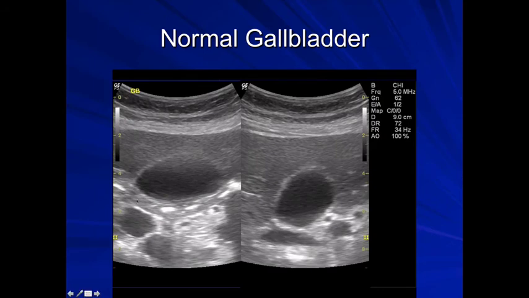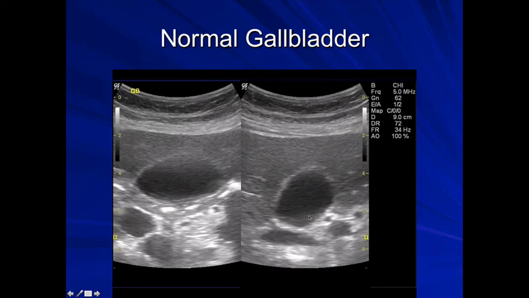We then rotate our probe so that we are now in transverse, and we sweep throughout the whole length of the gallbladder in transverse as well. And here we've got a shot through the middle of the body of the gallbladder, and here coming up more towards the fundus. And again, the wall is nice and regular and thin.